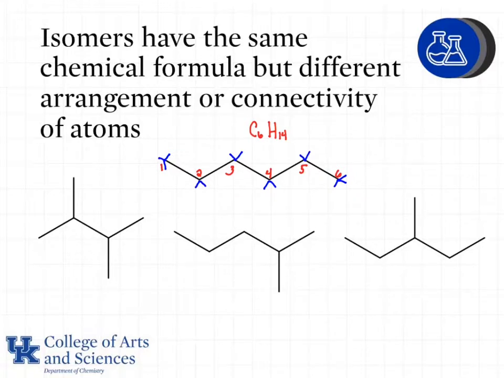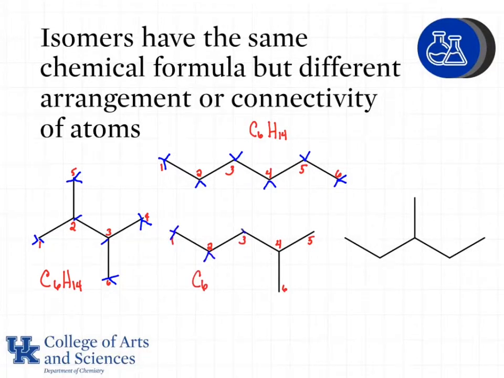When we go to the molecule on the second row on the left, we also see that it has 6 carbon atoms. We can add in our hydrogens so that every carbon has 4 bonds, and we will see we also have 14 hydrogens. The molecule in the middle has 6 carbons, as well as 14 hydrogen atoms. The molecule on the right also has 6 carbons and 14 hydrogen atoms.